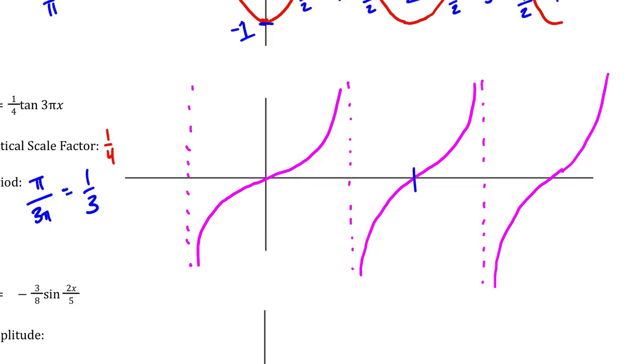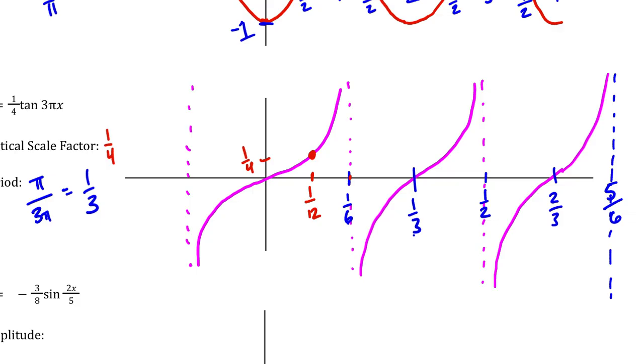This is the beginning of the next period, so this is 1/3. This will be 2/3. This spot would be 1/6. This spot would be 1/2. If I'm really fancy, I'll call this 1/6, 2/6, 3/6, 4/6, 5/6, like that. And then we cut this spot in half again to get 1/12, and we label this spot right here as 1/4. So this is the coordinate 1/12, 1/4.